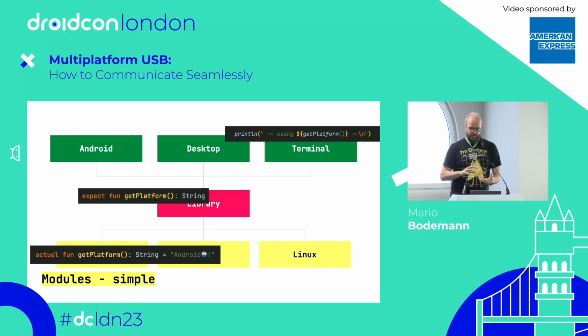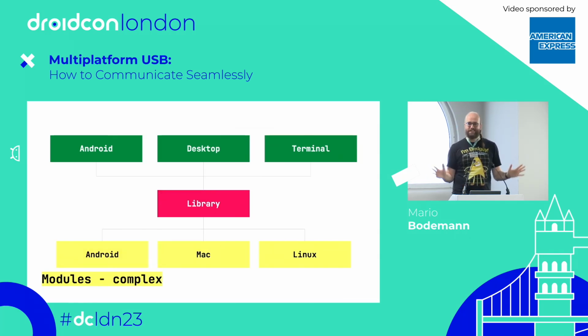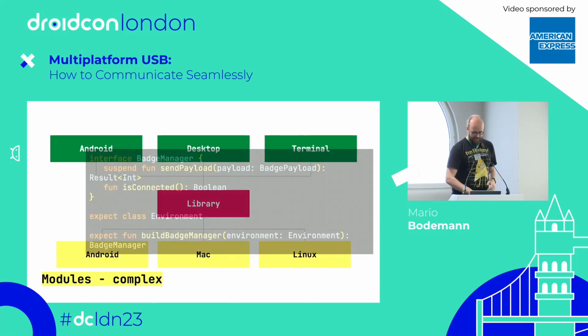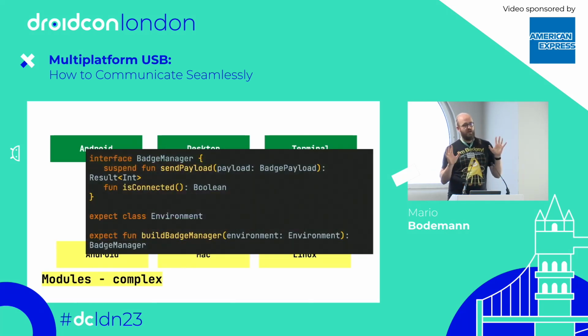And since sometimes it's better to dive down a bit more, I wanted to also explain the same principle with a more complicated example. So in this case, we start again from the start and say, okay, I want to define the interaction with the badge, right? So I declare an interface called BadgeManager that gives me two functionalities for all of the badges I want to use. I can send a payload, and I can find out: is there actually a badge connected?